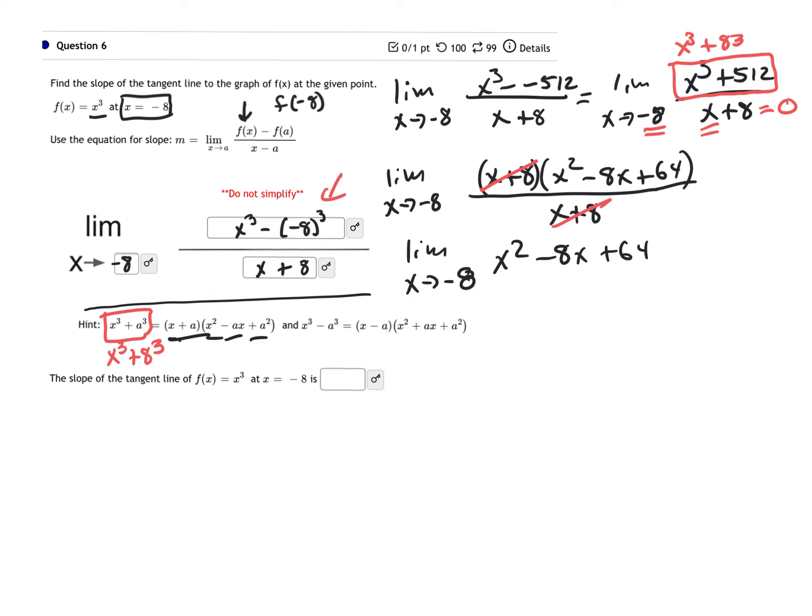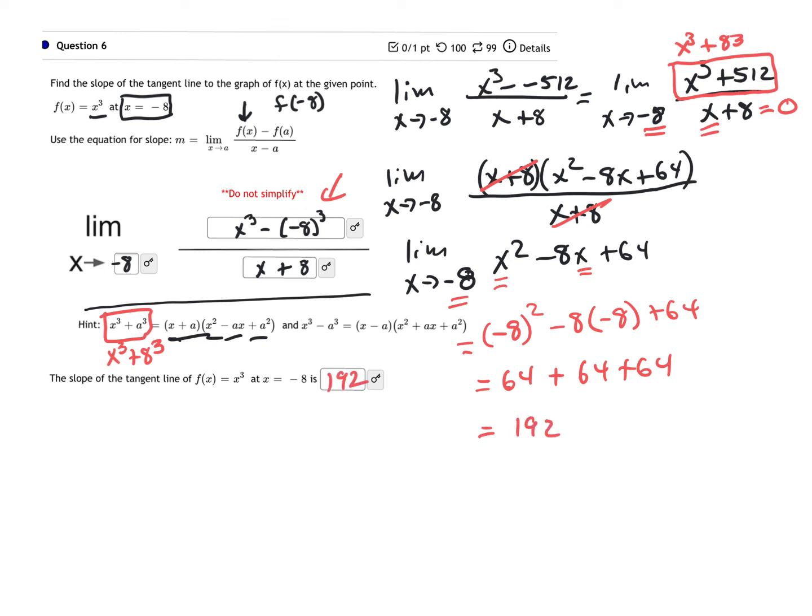Now, at this point, I can just take -8 and substitute it in for x, and I'll get an answer. So that'll be -8 squared minus 8 times -8 plus 64. Well, -8 squared is 64. -8 times -8 is a positive 64, plus 64. When I add those all together, I'm going to end up with 192. So that will be my slope.